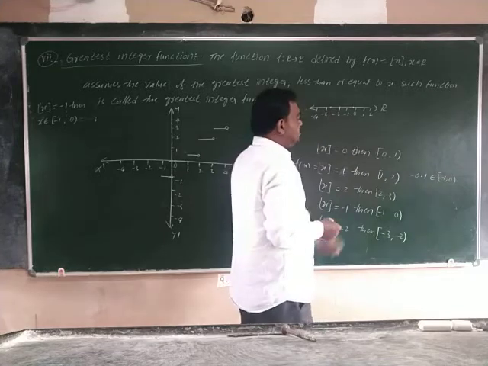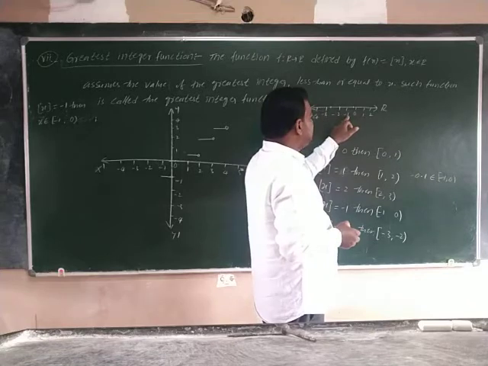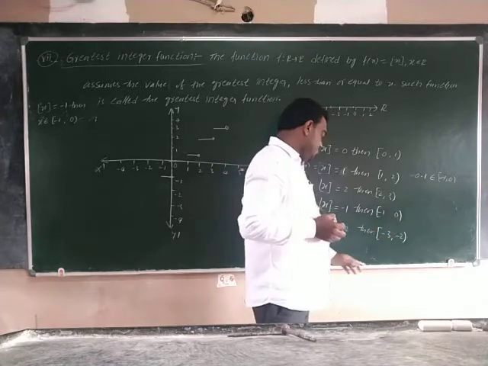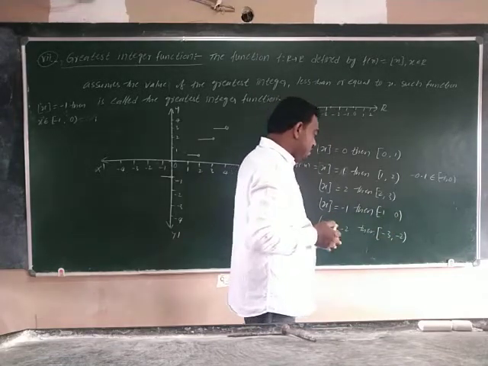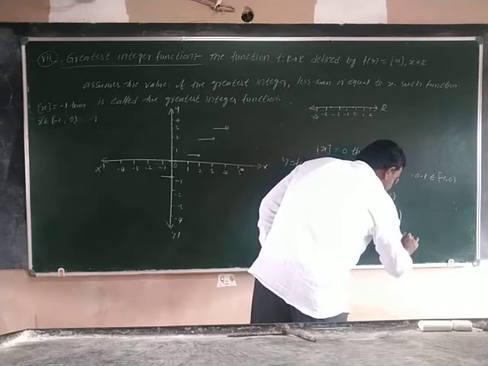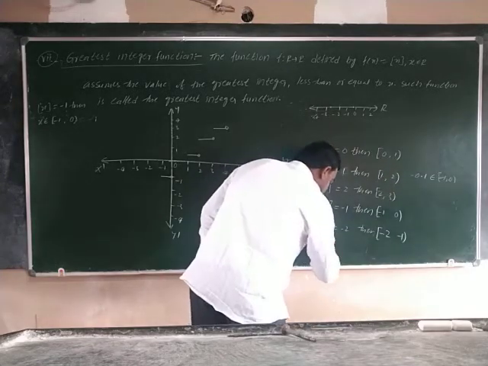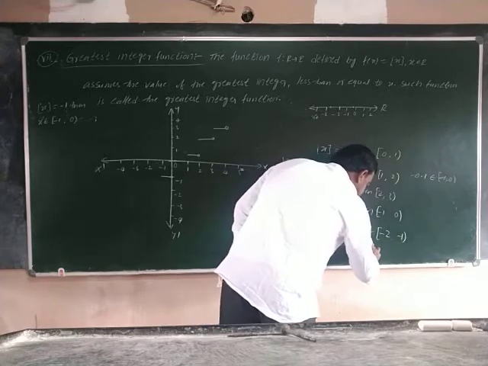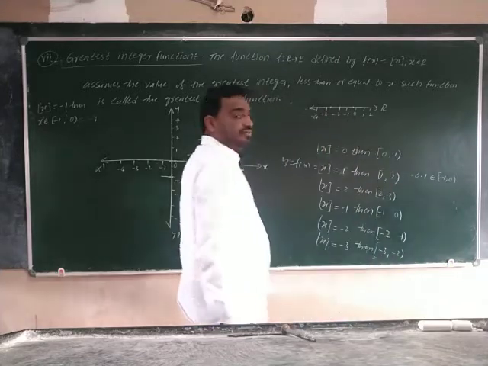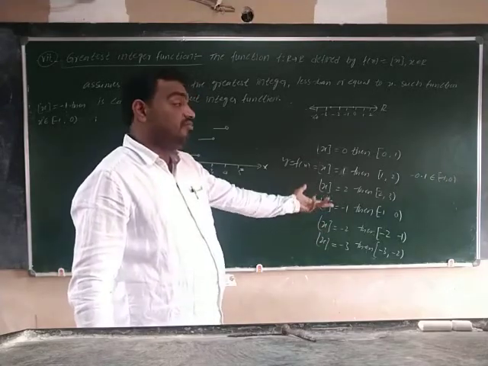So greatest integer: the lesser values are -1, -2, -3. Which is the greatest integer? -1. So when you get x is equal to -1, it is in this interval, -1 to 0. When the greatest integer of x is equal to -3, then x belongs to -3 to -2. Left closed, right open: -3 included, -2 excluded.